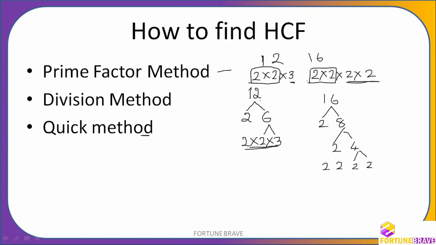Whatever is common, we will multiply them. So 2 into 2 is common. So we'll take 2 into 2, which is equal to 4. So 4 is your HCF. This is how we'll find. We'll first find out the prime factors, and among them we'll find out the common ones. The common ones only once we'll multiply and we get the HCF.